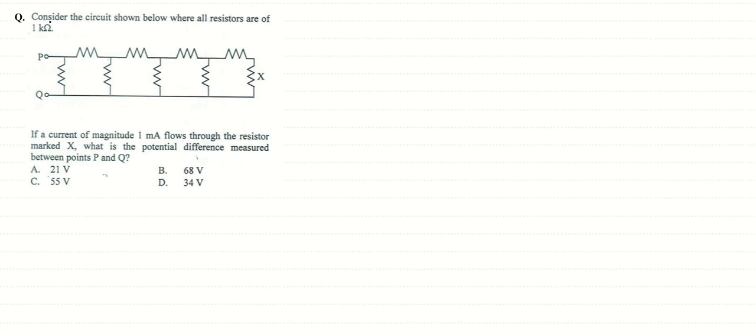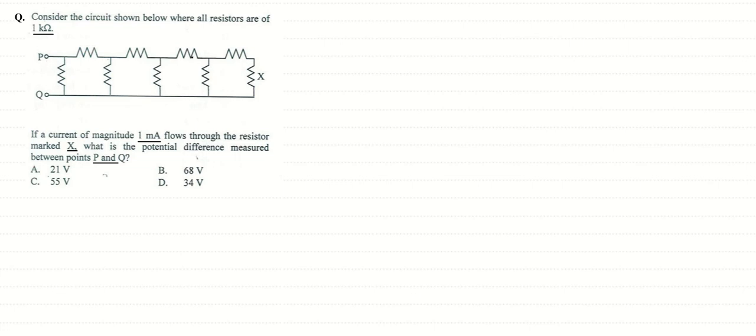Alright friends, in this question we are given: consider the circuit shown below where all resistances are 1 kilo ohm. We are given many resistances. There is a ladder. All resistances are 1 kilo ohm. If a current of magnitude 1 milliampere flows through the resistor marked X, what is the potential difference measured between points P and Q? So we have to find out the potential difference between these 2 points P and Q.